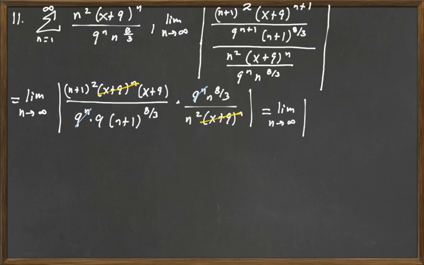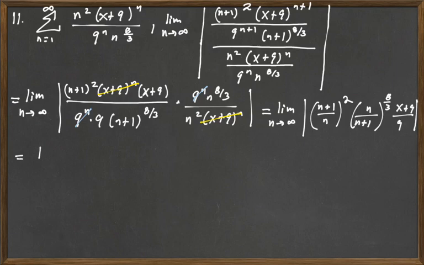And we can group the n plus 1 squared with the n squared, and that's going to be n plus 1 over n quantity squared. And then we're going to group the n to the 8 thirds with the n plus 1 to the 8 thirds, and that gives us n over n plus 1 to the 8 thirds. And then what we got left is the x plus 9 over 9 in absolute value. Now both the n plus 1 over n and the n over n plus 1, those limits are going to both be 1. 1 to the second power and 1 to the 8 thirds, those are going to both be 1. So this limit is going to be the absolute value of x plus 9 over 9.